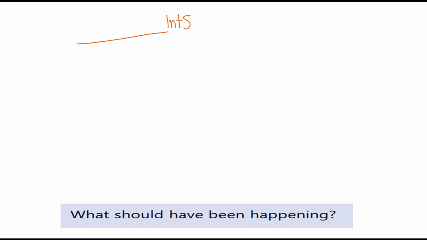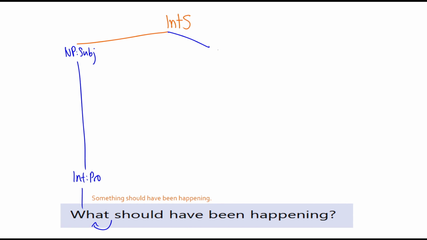So the original sentence, and let's just type it out so we can think about it. What should have been happening? So this should have been happening, or something. I don't know if it's the word this, but it should be something should have been happening. So we know that the what came from a subject position. So this is going to be an NP subject, and its label on what is going to be an interrogative pronoun. So from this, we can start the regular sentence, and we know, based on where the original subject started, that there was some movement here.